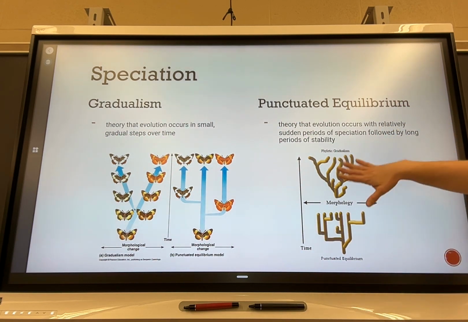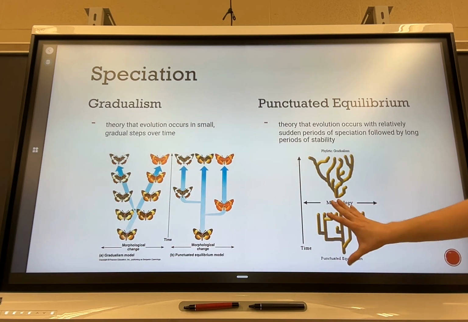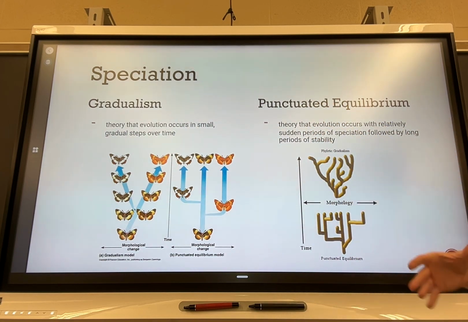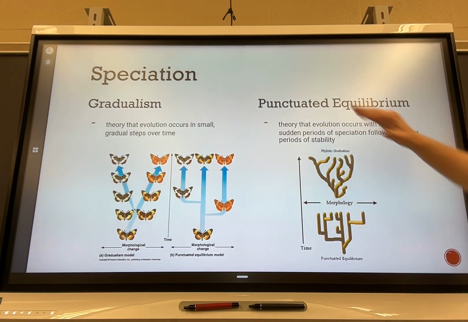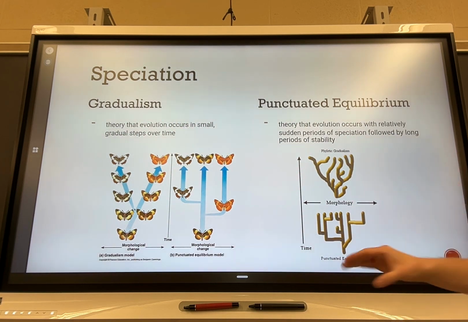And you can also see this in the phylogenetic trees. One that is more gradual is going to have a lot more curves, a lot more bends to it. As the species divide over time, it's going to curve in different ways. A punctuated equilibrium phylogenetic tree is going to be much more branched and much more blocky.